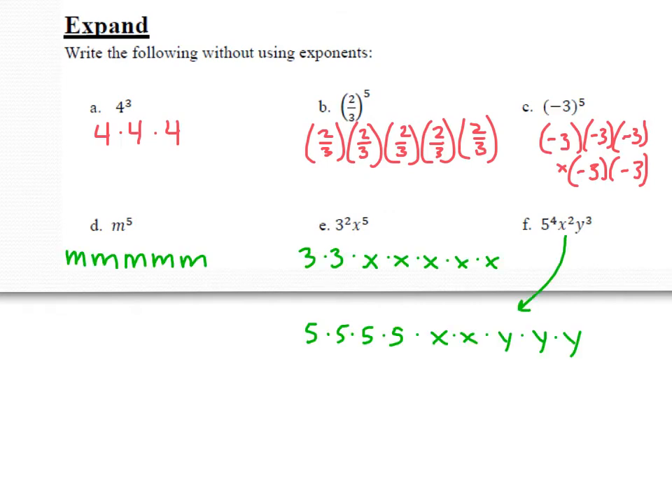Okay, boom. Here we go. D, m to the 5th. All right, 5 m's multiplied by itself. Expanded it out. 3 squared, or 3 to the 2nd power, x to the 5th power.